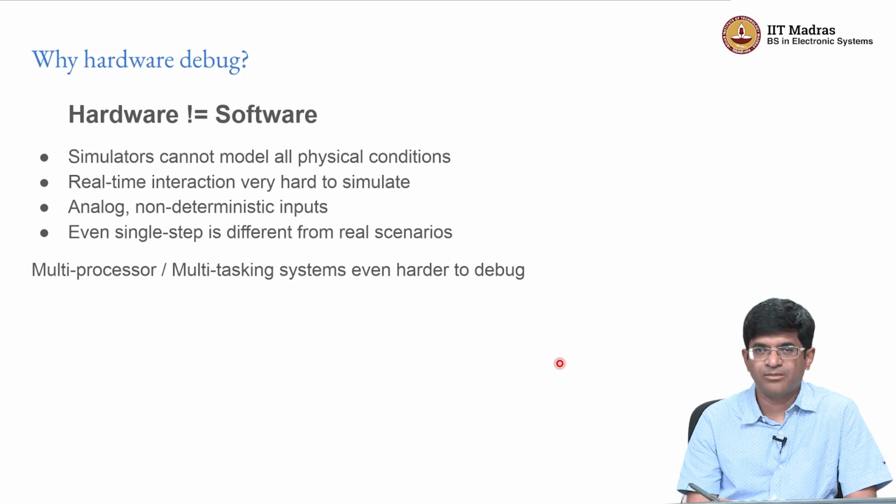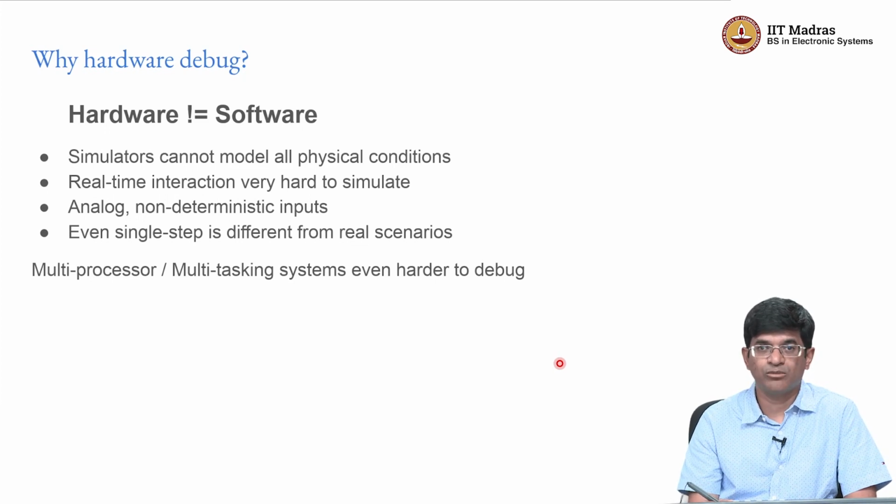So each single step will be different, and not only that, it will end up being different than what actually happens in the real world scenario. And at the end of the day, because of all of these conditions, the moment you have some kind of a multiprocessor system or a multitasking system, that makes it even harder to debug. So the bottom line is that simulators can only take you so far.